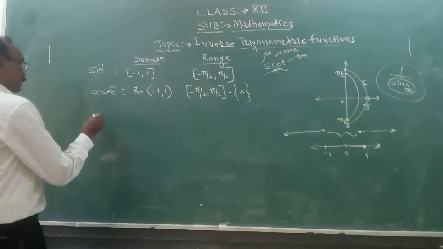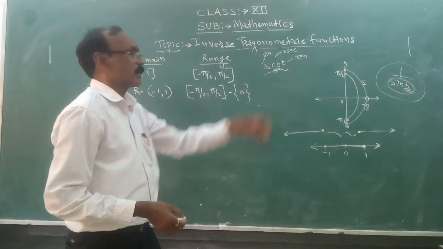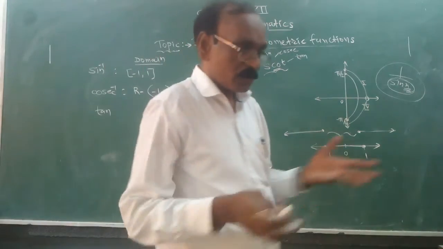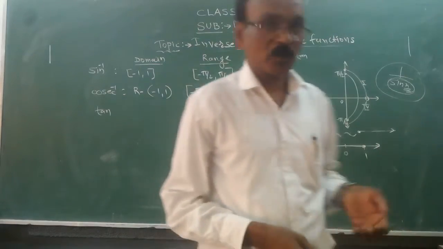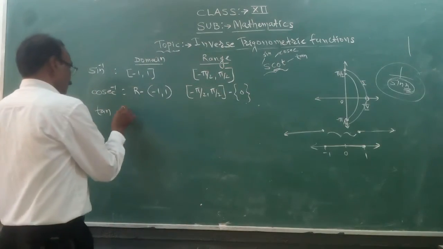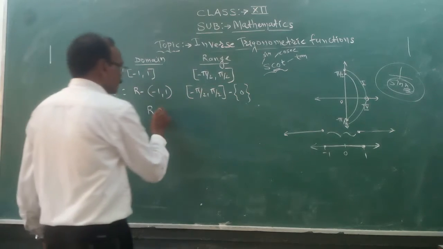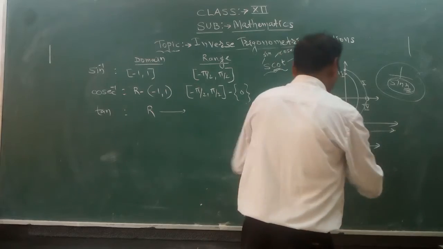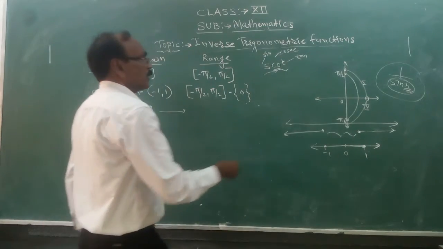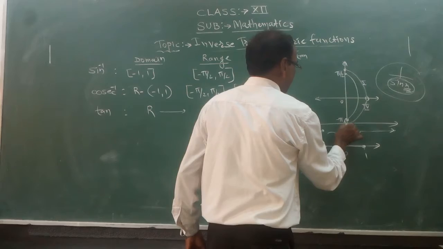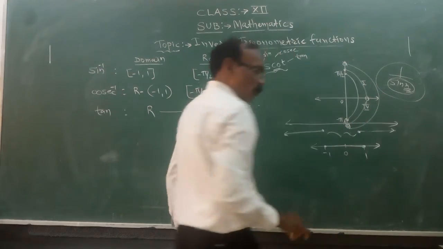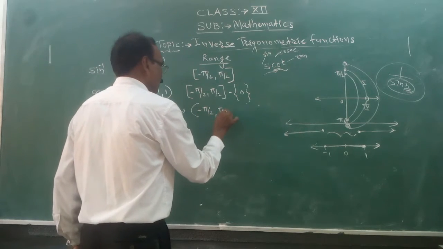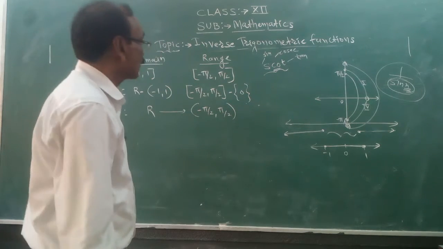Then the third one is tan. You know that tan gives all the real number values from minus pi by 2 to pi by 2. So the set of real numbers will be the domain, the complete line. And here you make a circle, an open interval, minus pi by 2 to pi by 2. In this way we can remember.